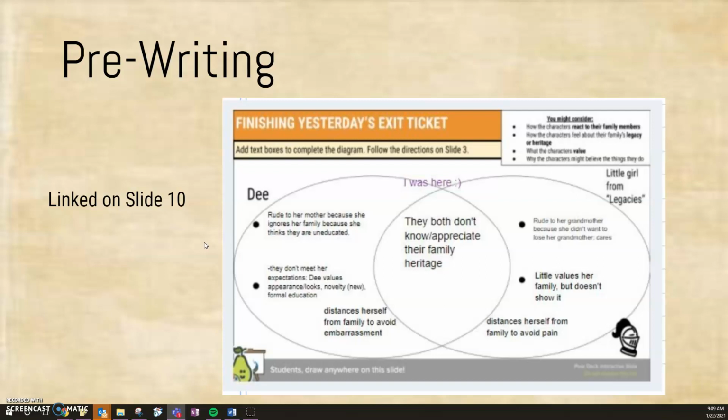embarrassment. The little girl from Legacies, on the other hand, is rude to her grandmother because she doesn't want to lose her grandmother. She cares very much about her grandmother. She values her family but doesn't show it, and she distances herself from her family to avoid pain. Please pause the video and complete your Venn diagram so that it looks just like this one.